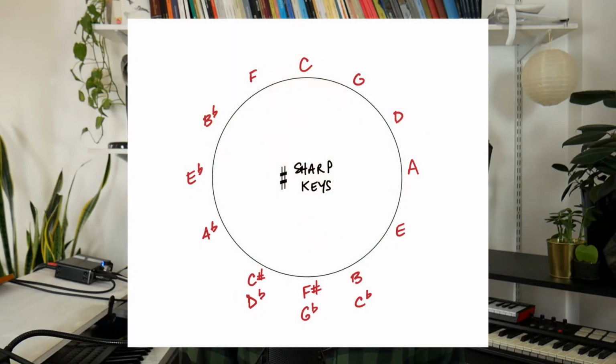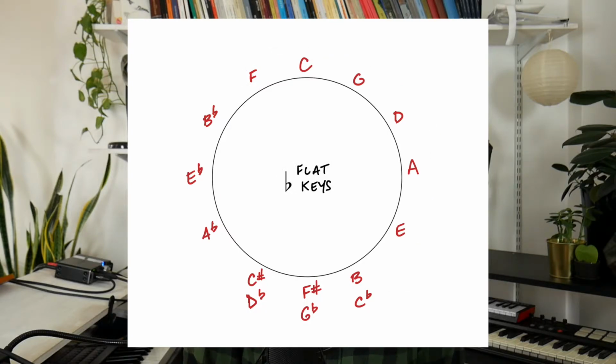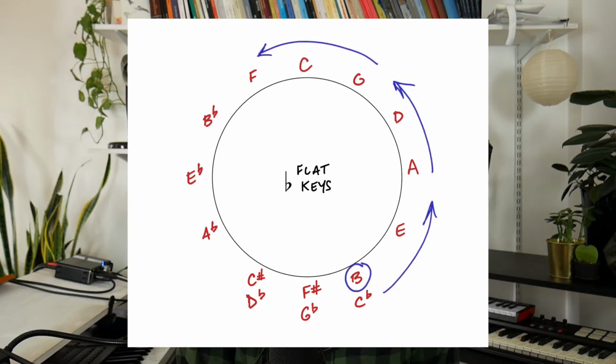One way we can remember this order is with the help of the circle of fifths and a little bit of memorization. Sharp keys begin by altering the note F to become F sharp, and then moving clockwise through the circle, successively altering each note a perfect fifth away. Flat keys do something similar, except they begin by altering the note B to become B flat, and then proceed counterclockwise, altering notes through the circle.